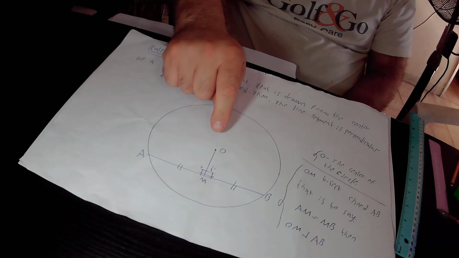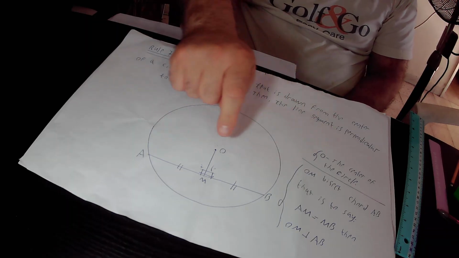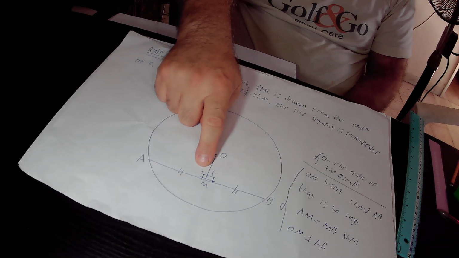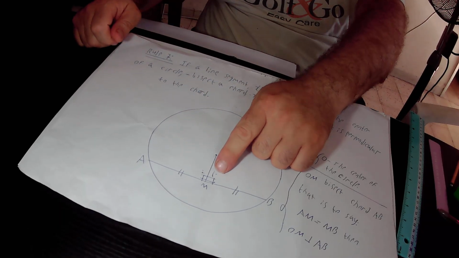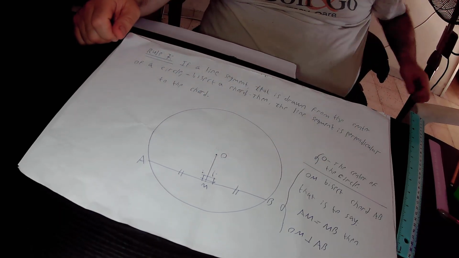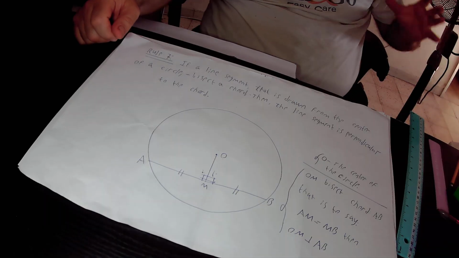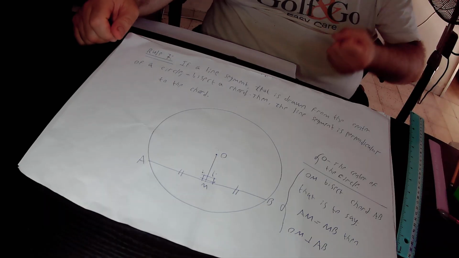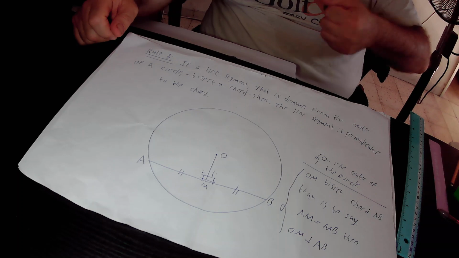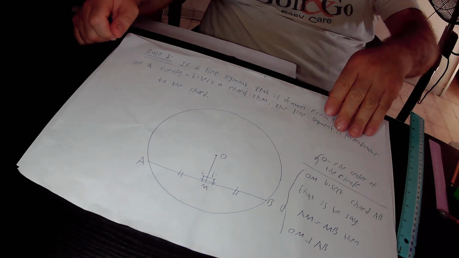So if OM is perpendicular to chord AB, it means that this angle equals 90 degrees and this angle also equals 90 degrees according to rule 7. So I repeat again, whenever a line segment that is drawn from the center of the circle bisects a chord, then that line segment will also be perpendicular to that chord.